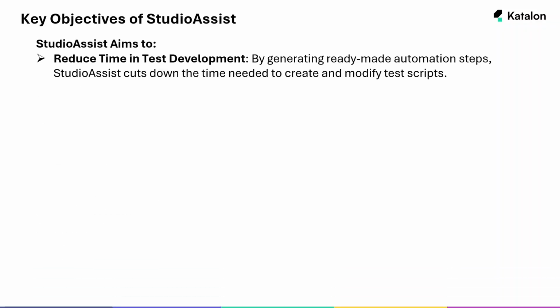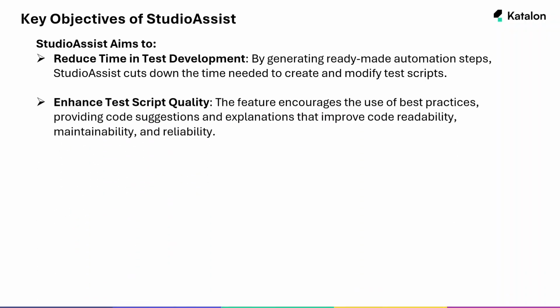What are the key objectives of Studio Assist? Studio Assist aims to reduce time in test development by generating ready-made automation steps. Studio Assist cuts down the time needed to create and modify test scripts, and Studio Assist also aims to enhance test script quality. How? The feature encourages the use of best practices, providing code suggestions and explanations that improve code readability, maintainability, and reliability.